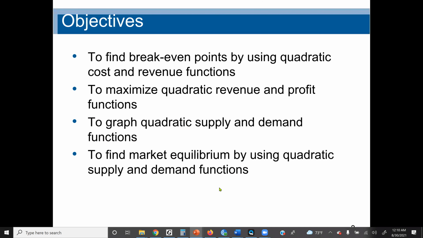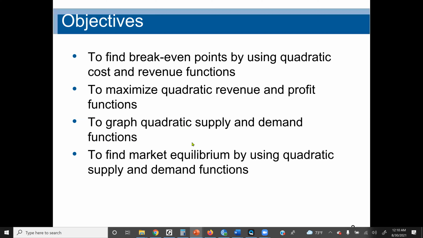Our main objective is to find the break-even points by using quadratic cost and also revenue functions. We're also going to maximize quadratic revenue and profit functions. And we are going to graph quadratic supply and demand functions, and also find the market equilibrium by using quadratic supply and demand functions. The concept of market equilibrium is when the supply and demand of items are equal.